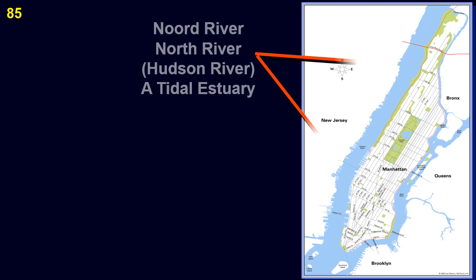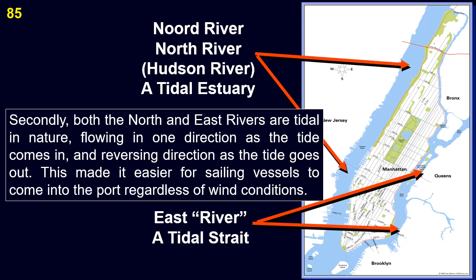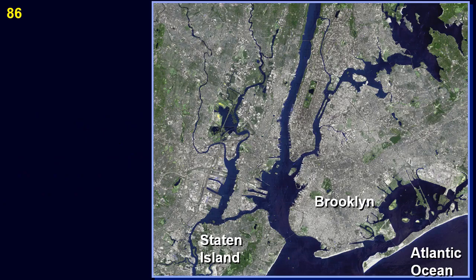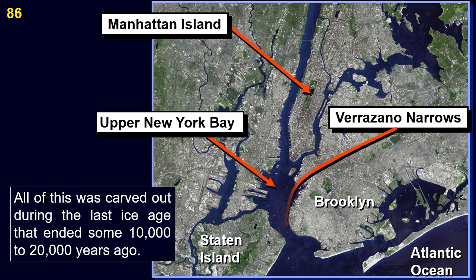Secondly, both the North and East Rivers are tidal in nature, flowing in one direction as the tide comes in, and reversing direction as the tide goes out. This made it easier for sailing vessels to come into the port regardless of wind conditions. All of this was carved out during the last ice age that ended some 10,000 to 20,000 years ago.